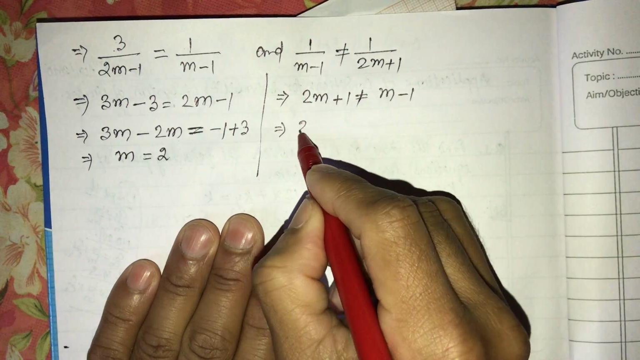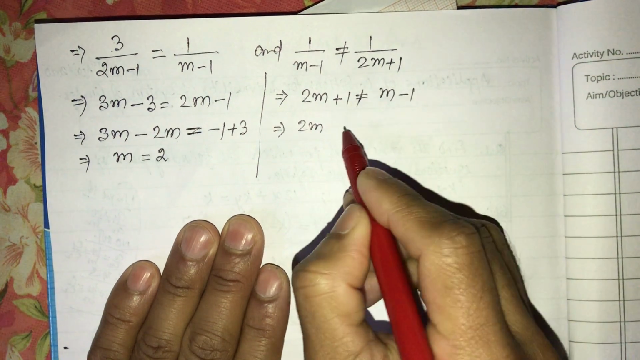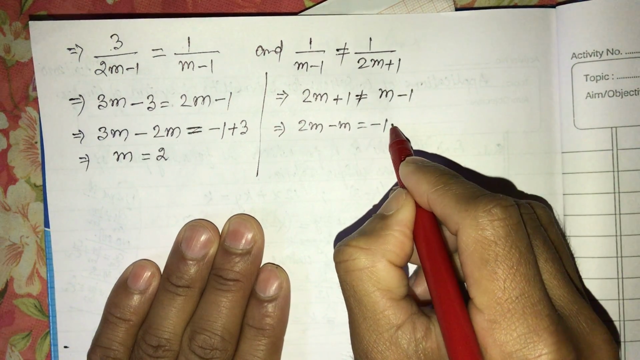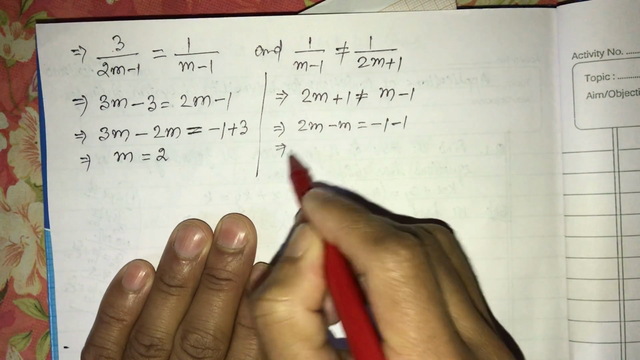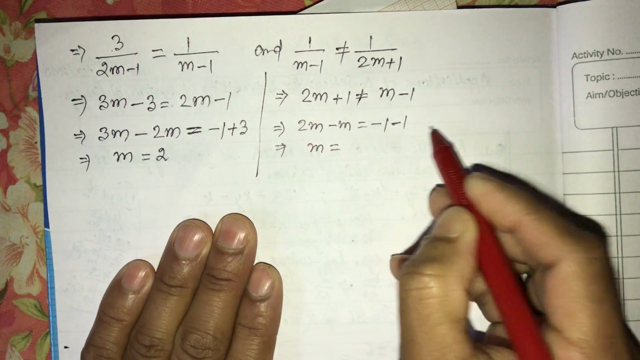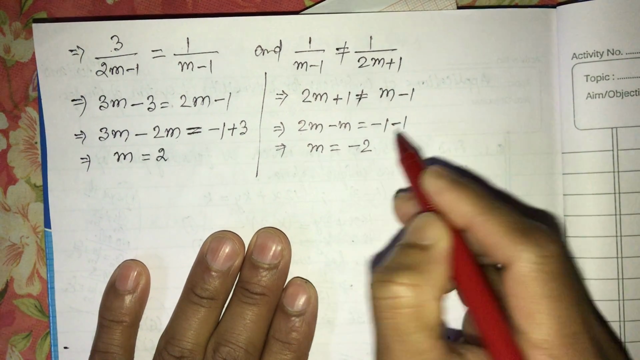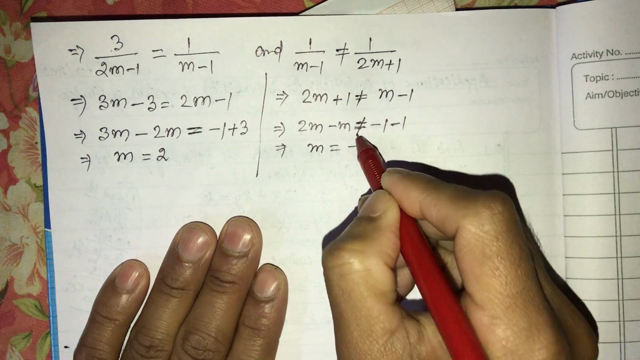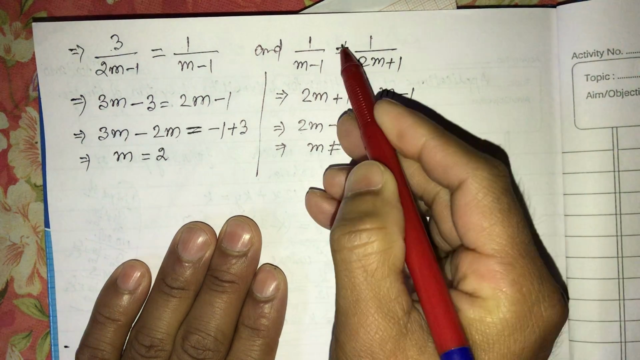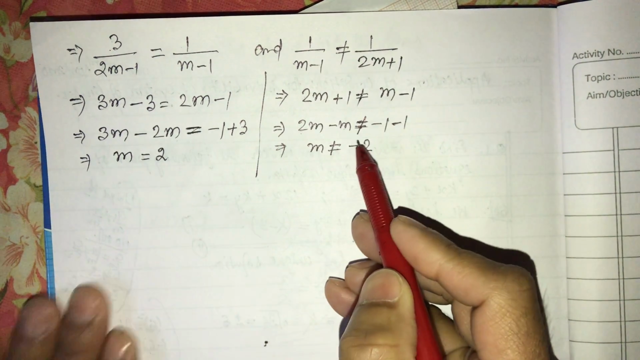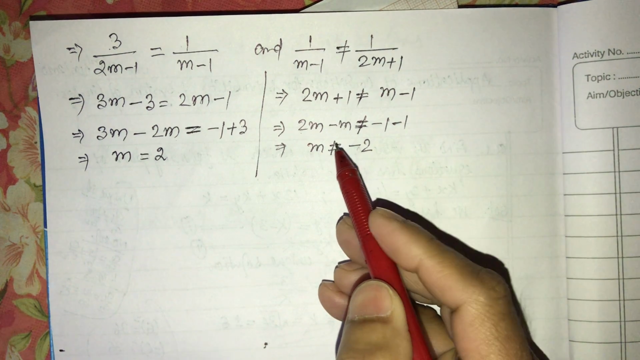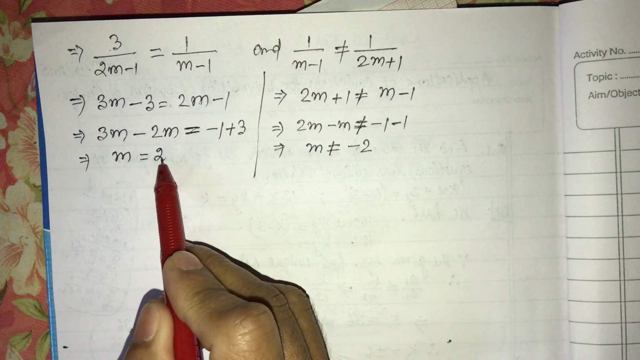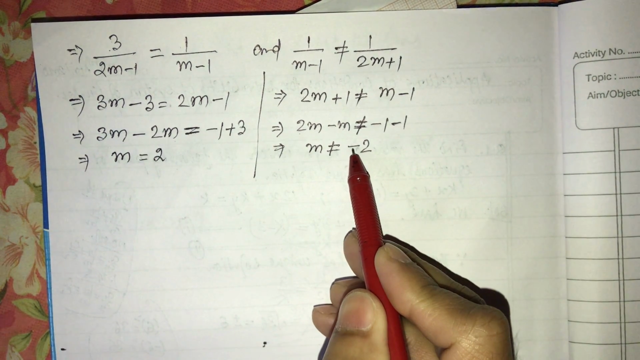Again we'll write the like terms. 2m, this m will come towards left, this minus 1 will go there, plus 1 becomes minus 1. 2m minus m is m, and minus 1 gives you minus 2. But here I used equal to, we should use not equal to, because this is the relation where they are not equal, so we'll use the accordingly sign. So two values we got, one is m equal to 2 and m is not equal to minus 2.